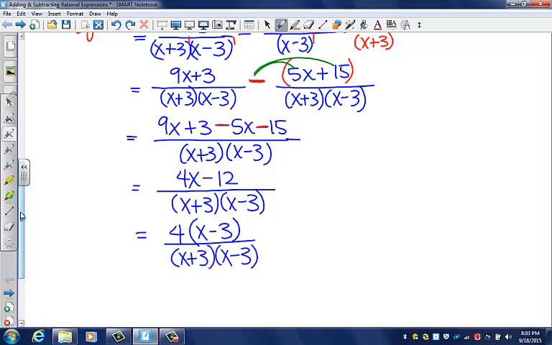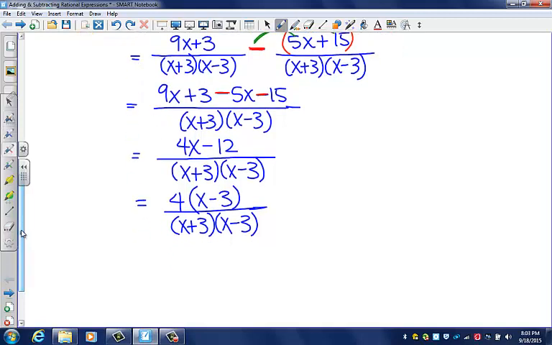So I'm just simplifying my resulting rational expression, if possible. It is possible because I notice numerator and denominator have a common factor of x minus 3. So I'm going to divide out x minus 3 from both the numerator and denominator. And I'm left with 4 over x plus 3. It's my simplified difference of those two rational expressions.